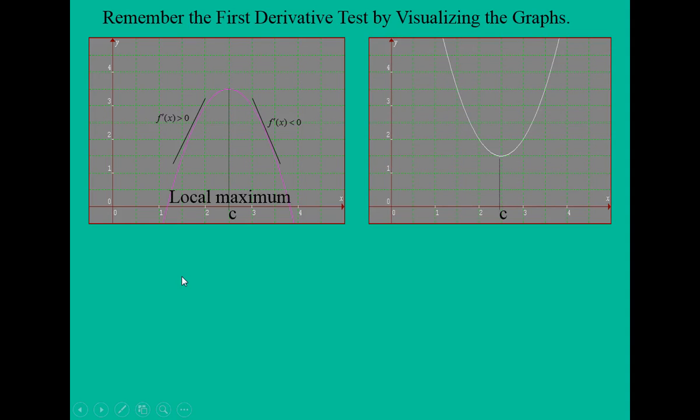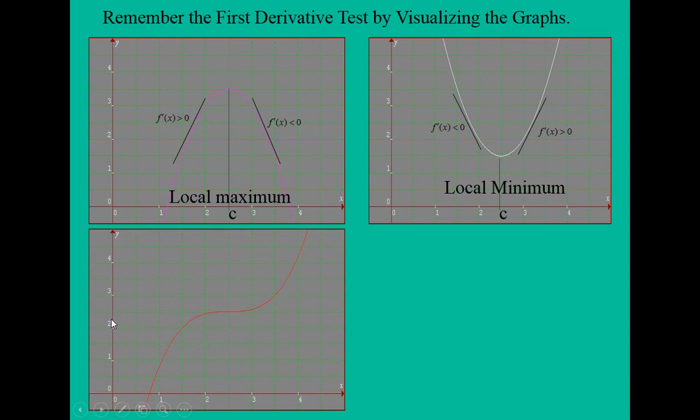For this graph, we have a critical number at 2.5. We analyze the slope of the tangent lines to the left of C and to the right of C, and we can see it changes from decreasing to increasing, so we would have a local minimum.